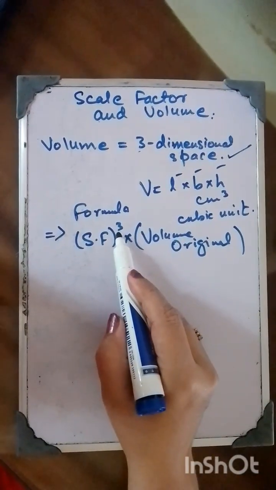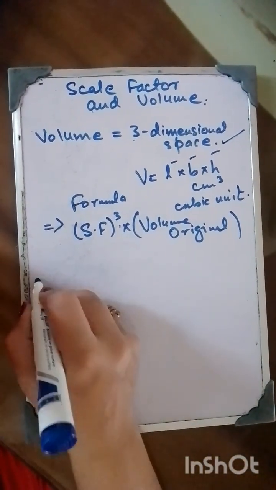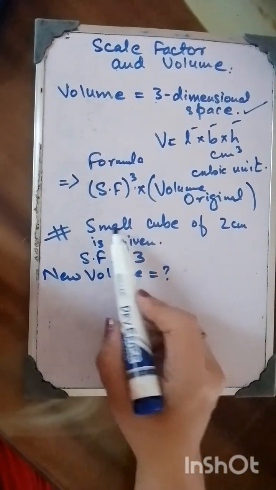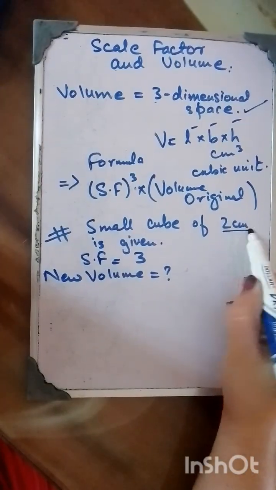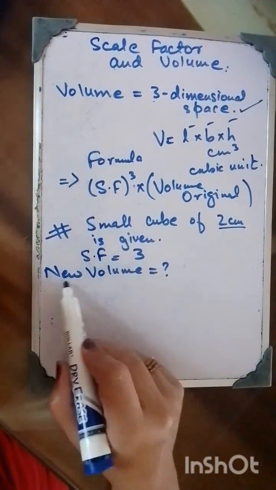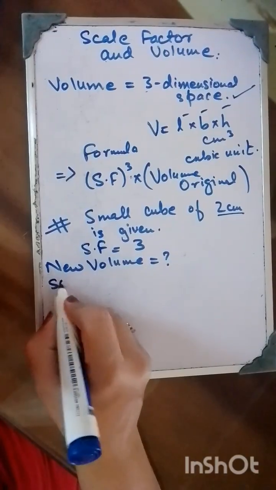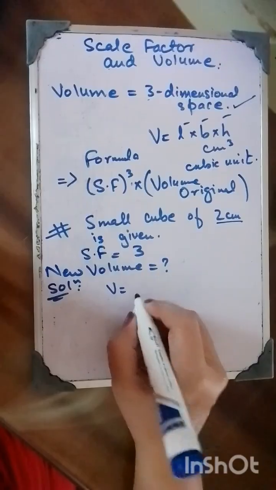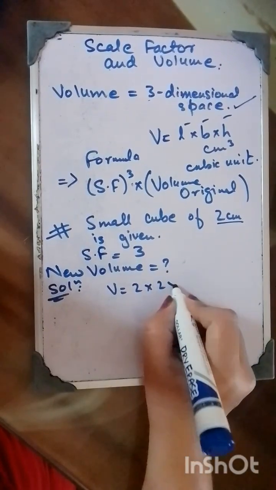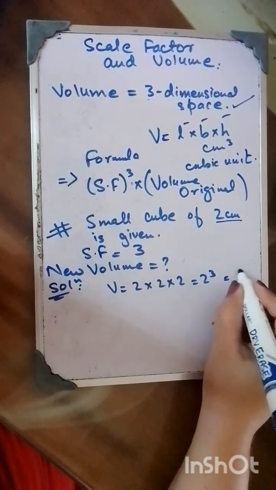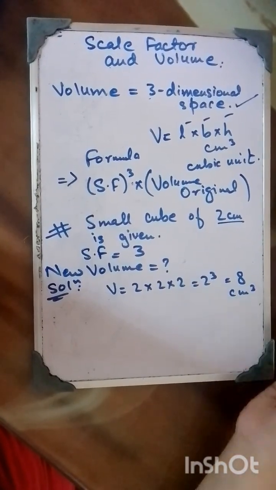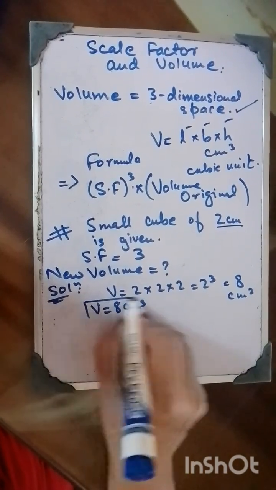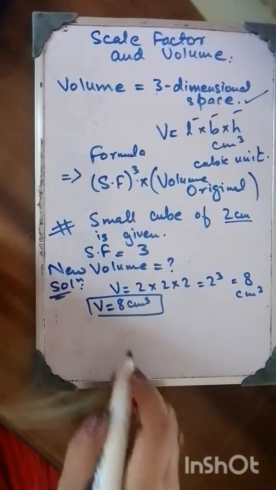So putting the values, we will get the desired answer for each and every question. So let's pick up an example having a cube equals to 2 centimeter, right? And here the scale factor is 3, so we are going to cube the scale factor. Since the volume is length, breadth, height, it's a cube, so all sides will be s cube, right? So s cube will give us 2 cube, and 2 cube is equal to 8 centimeter cube. So 8 centimeter cube is the volume we have obtained.